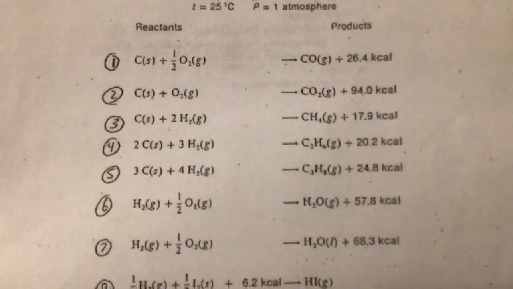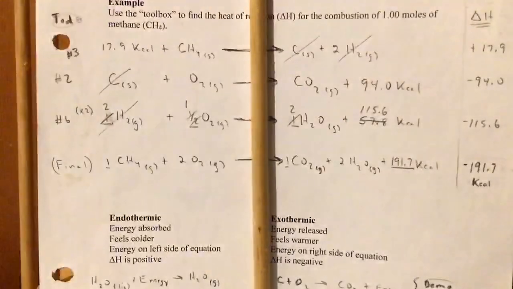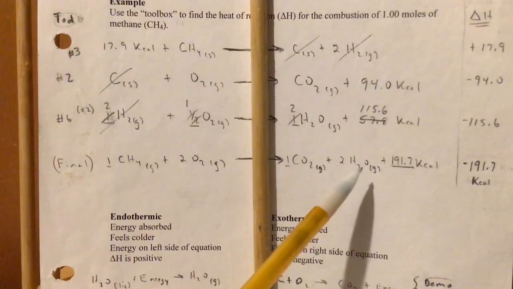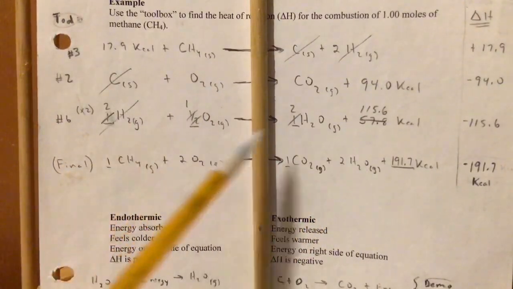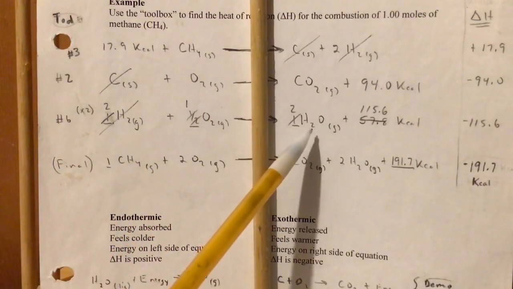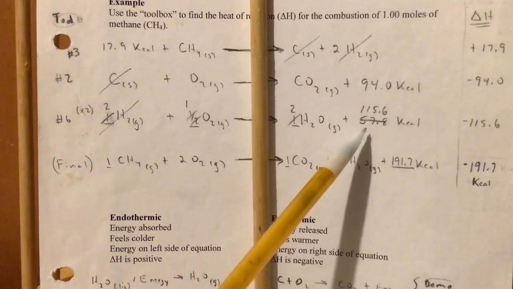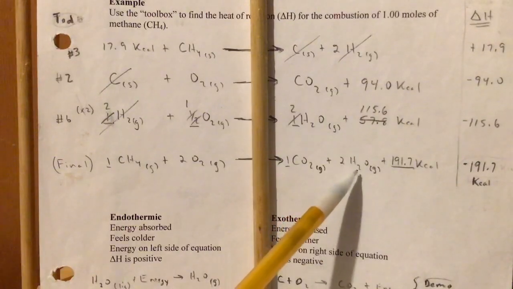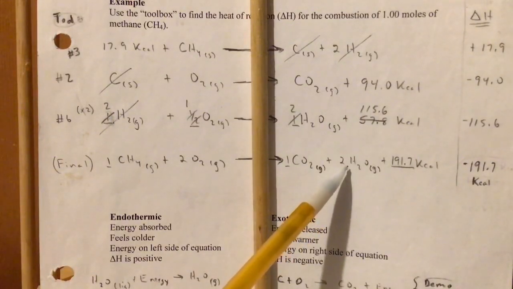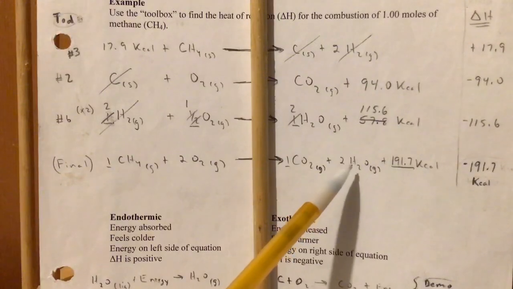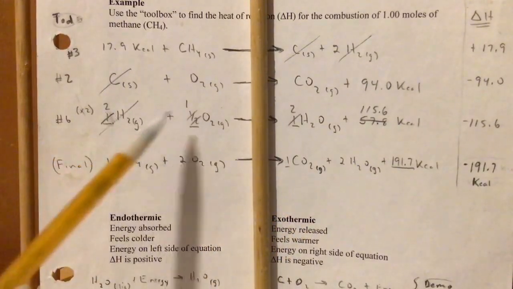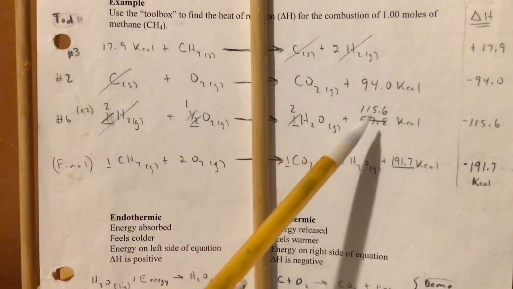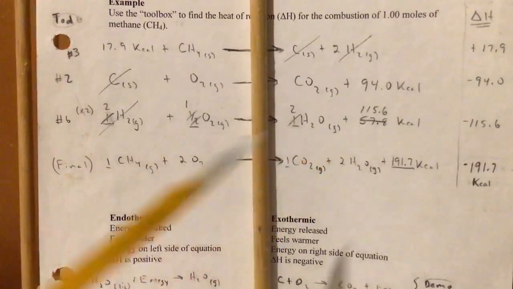H2O gas is a product in the toolbox, and it's a product here, so I'm going to keep it in the same direction. So H2 plus O2 forms 2H2O plus 57.8 kcals, which I get from the toolbox. However, we want to get 2 moles of H2O, so we're going to use this equation twice, or we're going to double everything in there, including the energy term. 2H2 plus O2 forms 2H2O plus 115.6 kcals.